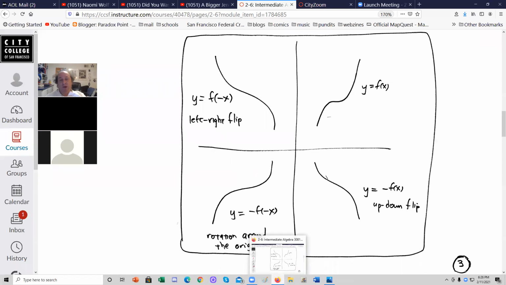And that's the same as a rotation around the origin. We start with something and flip it left or right, then up or down. That's the same as a 180-degree rotation.